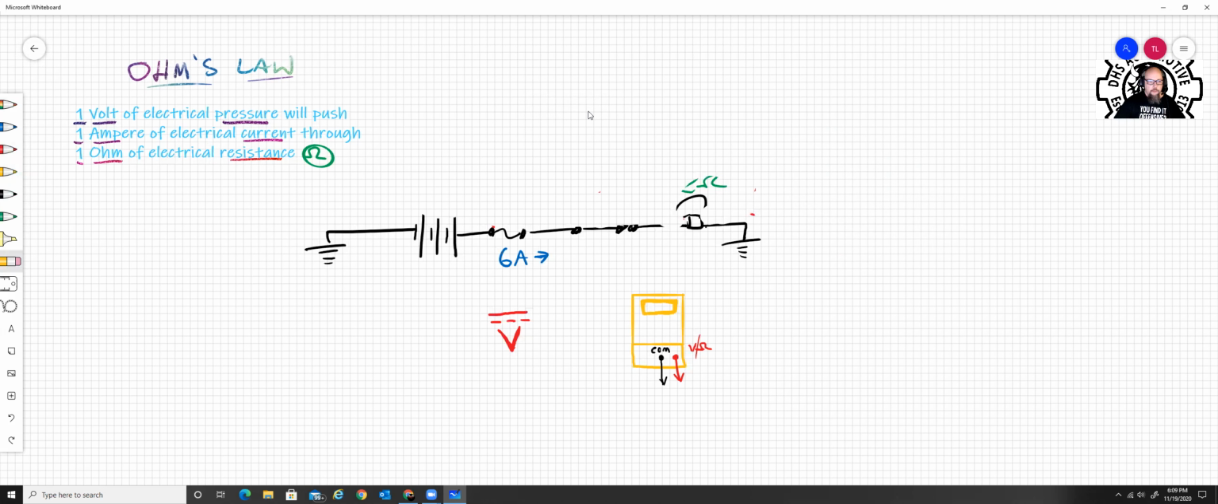Let's rebuild our circuit real quick. So we've got 2 ohms. Got our 12 volts, 6 amps flowing through. Let's just go ahead and say it is time to measure resistance. So now I'm going to go onto my meter. I'm going to find the ohms value.